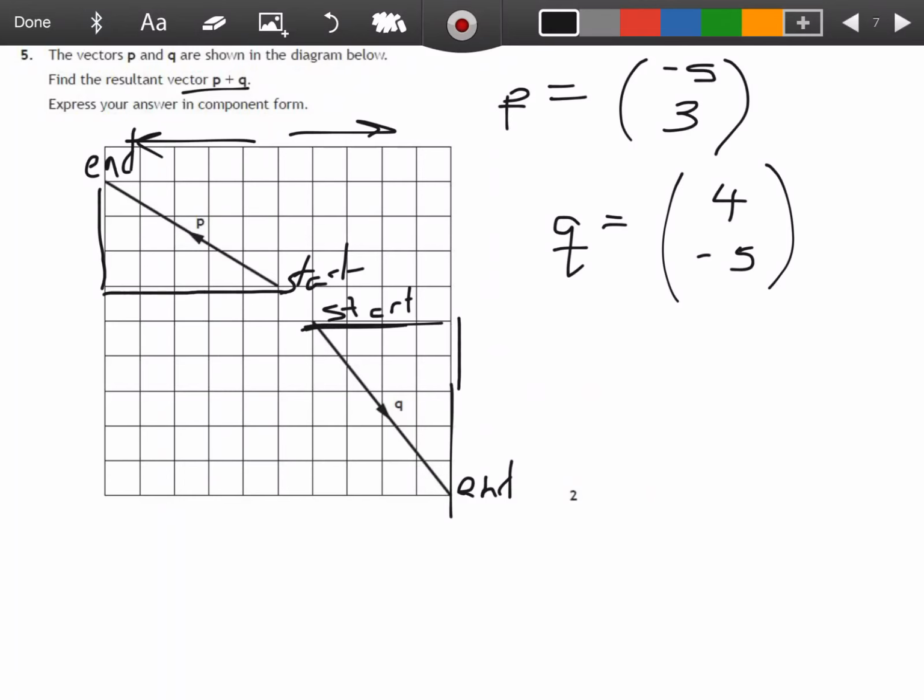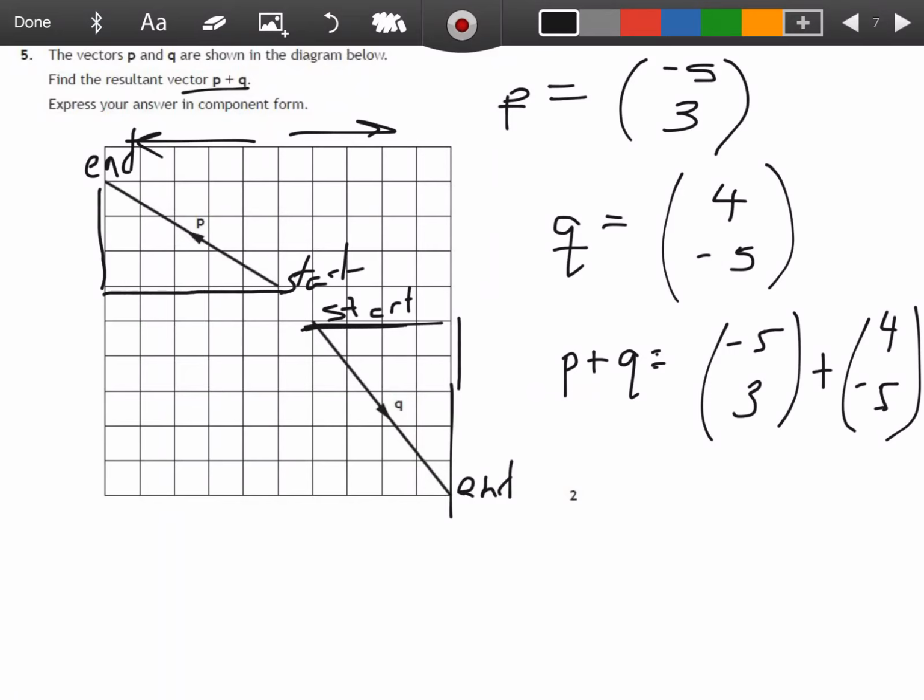What we've been asked to do is add them together. So all I'm going to do is add these numbers together. Negative 5 plus 4 is the top component, which is negative 1. And on the bottom, 3 add negative 5. When you add negative 5, remember, it's 3 take away 5. 3 take away 5 is negative 2. And that is the answer.